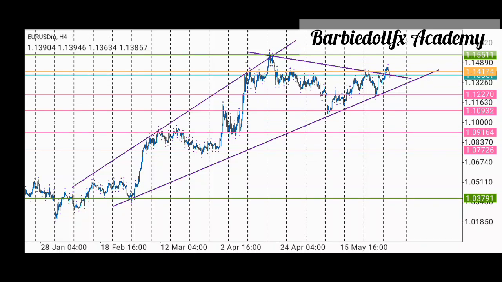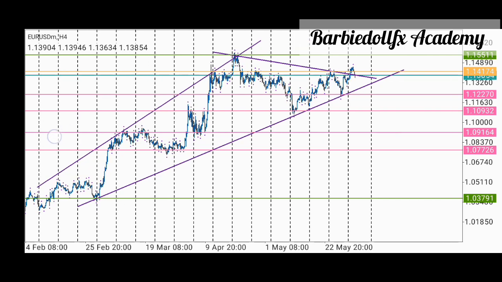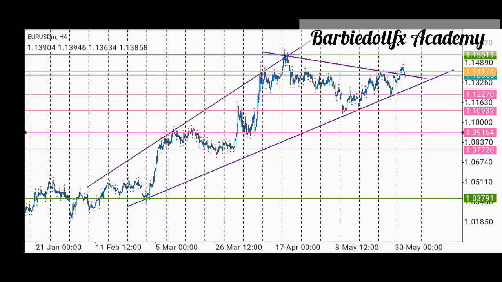Today we'll be talking more about market structure and chart patterns. As a price action trader, we actually have a lot of technical aspects that help us to know when to buy and when to sell.